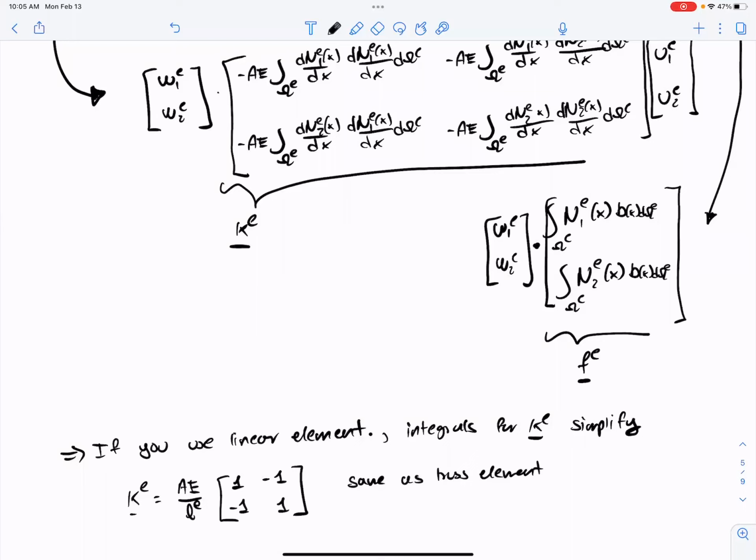So the derivative is 1 over LE, the derivative is 1 over LE, and when you integrate, you get the length of the element. So you end up with length over length over length, so you end up with just 1 over length. And same for the other ones, because the derivatives are just either 1 over the length or minus 1 over the length.